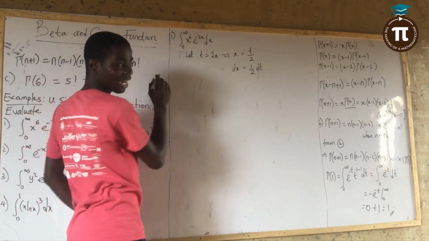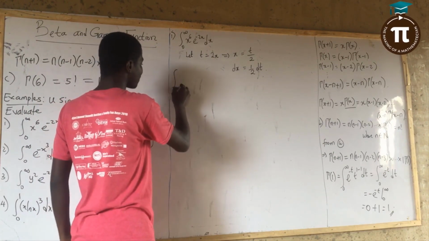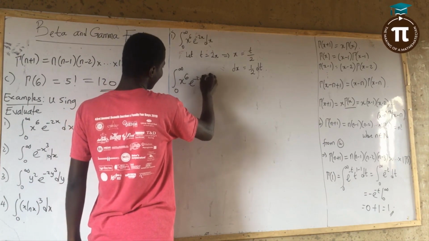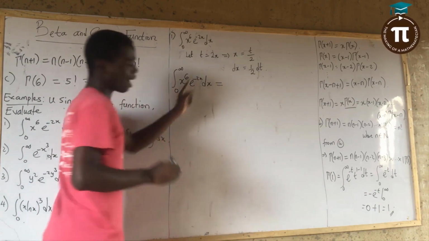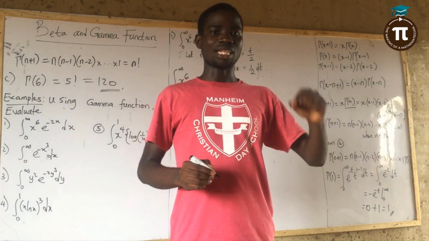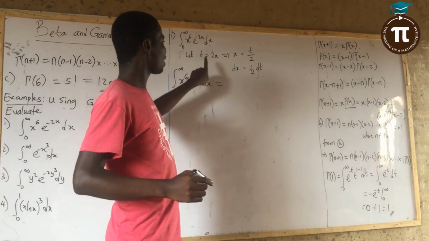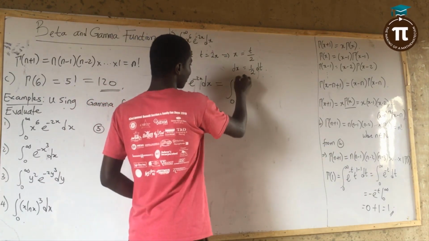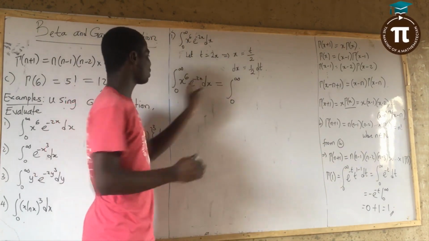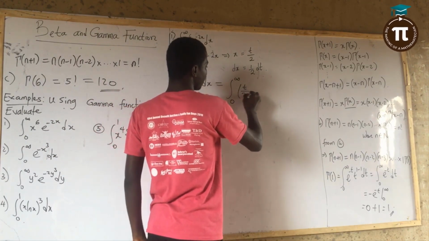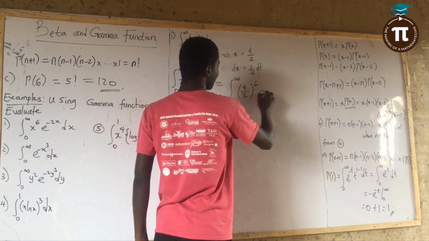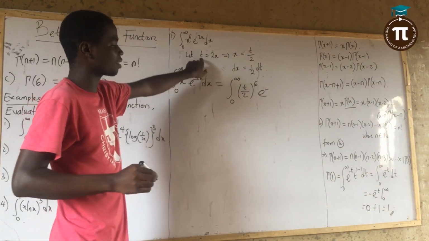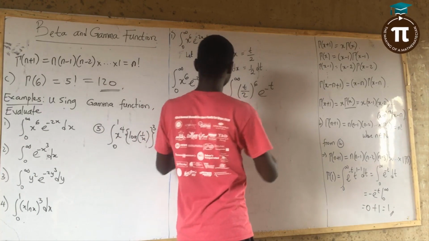So let me write the question again. I have the integral from 0 to infinity of s raised to power 6 e raised to power minus 2s ds. Now I'm changing the variable. That is, I want to put t in place of s. So this is the integral from 0 to infinity. s is t over 2, that is t over 2 raised to power 6, e raised to power minus 2s, which is t, e raised to power minus t, ds.